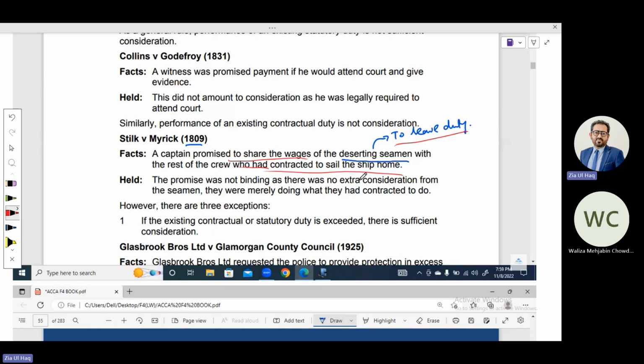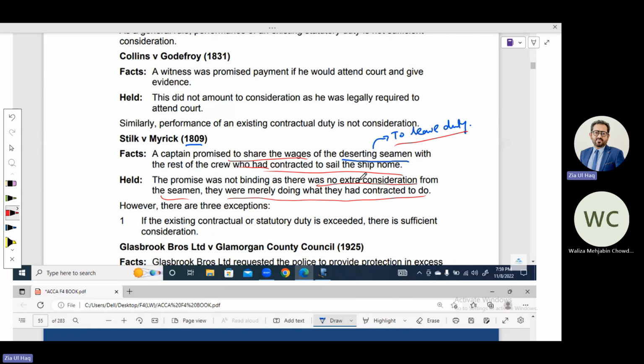Why did he offer? Because they were leaving. Without their help, the captain wouldn't be able to move the ship home. So on reaching home, they asked the captain to share wages and the captain denied. The captain can deny because there was no consideration from the deserting seamen. So the promise was not binding as there was no extra consideration from the seamen. They were merely doing what they had contracted to do because it was their contractual duty.